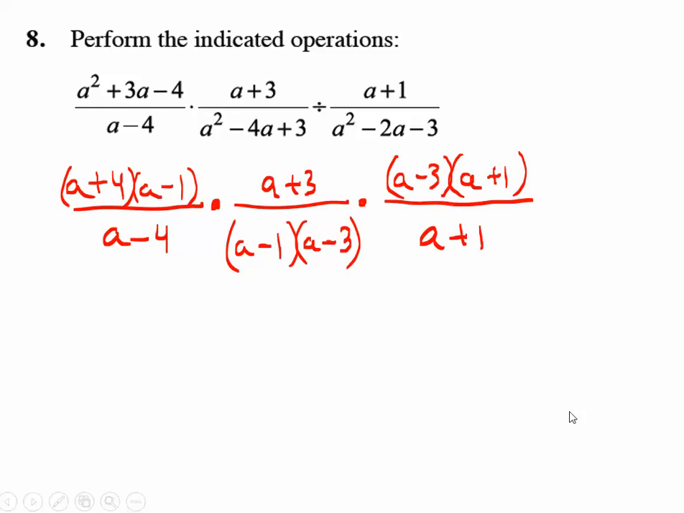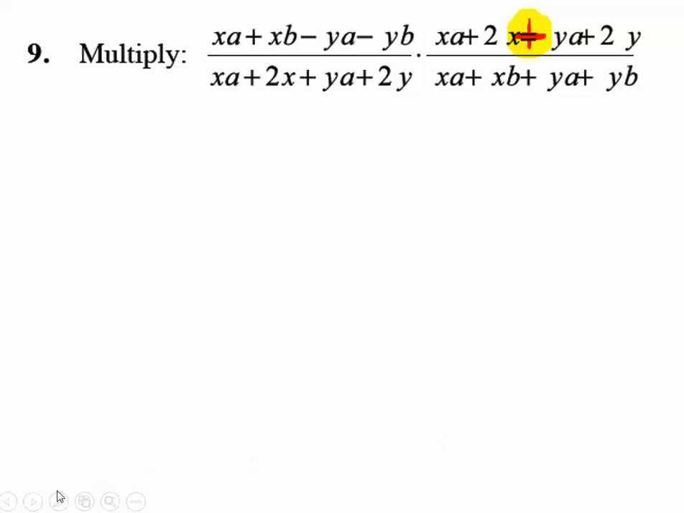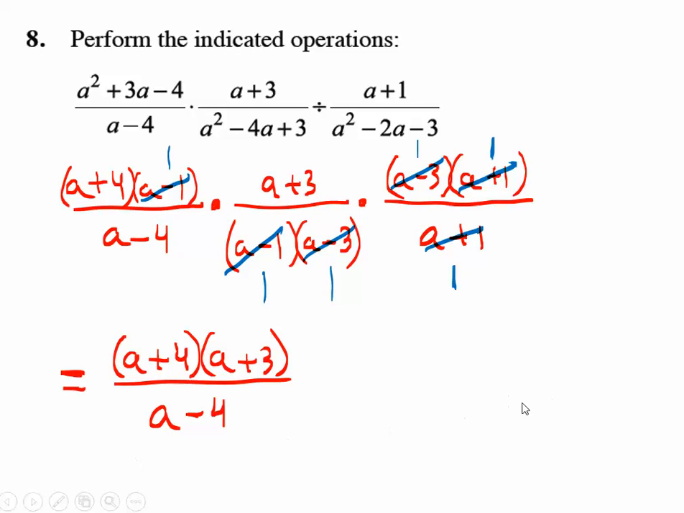And again, at that point, then we are canceling like terms, top to bottom. A minus 1, gone. A minus 3, gone. A plus 1 is gone. Getting to your answer here.